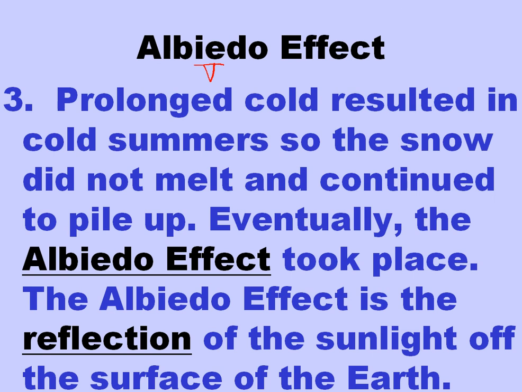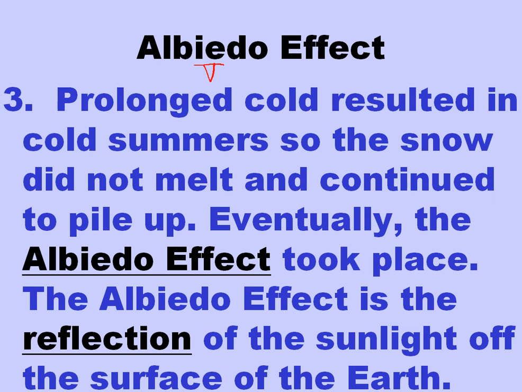So the albedo effect is that the prolonged cold resulted in cold summers, so the snow does not melt. And as a result, the snow itself, being white, will actually reflect a lot of that sunlight. For example, you might say, I don't need my sunglasses in wintertime, it's not that sunny out. But if it snowed, you typically need your sunglasses when you're driving or in a vehicle, because all that sunlight is reflecting off of the snow and it's pretty bright.